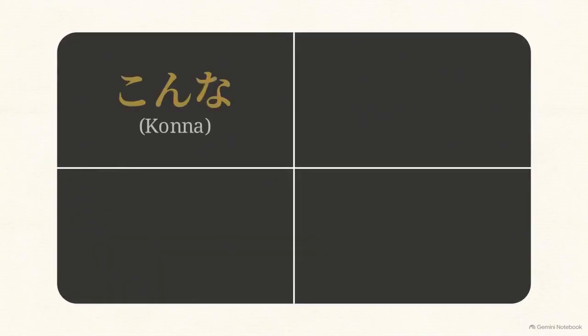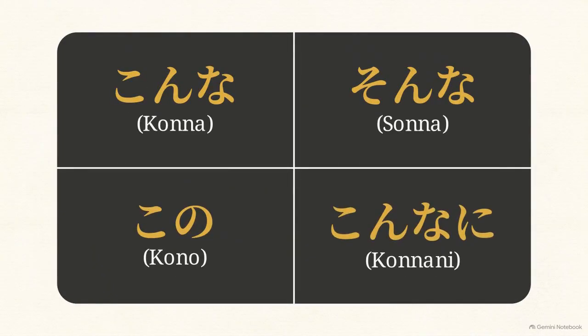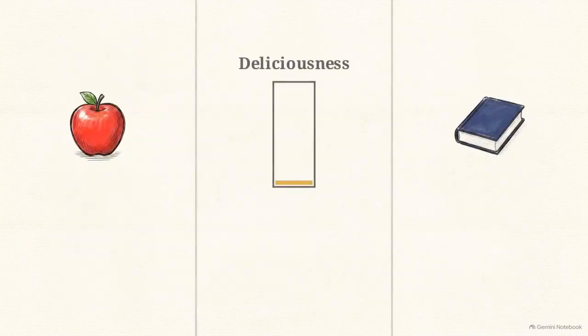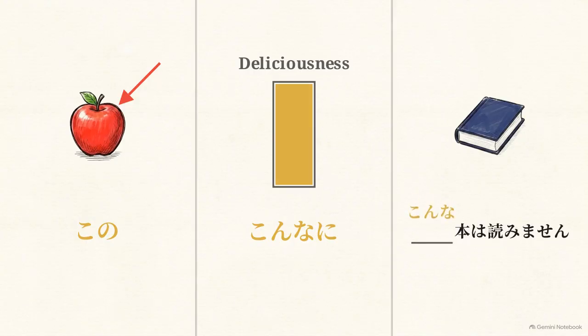Let's run a rapid-fire review to cement the boundaries between these similar terms. Look at this 3-panel split screen to test your visual logic. First, to point out one exact apple, use Kono. Second, to measure the degree of deliciousness, an adjective, we use konna-ni. Finally, to reject a category of book, we attach Konna directly to the noun.